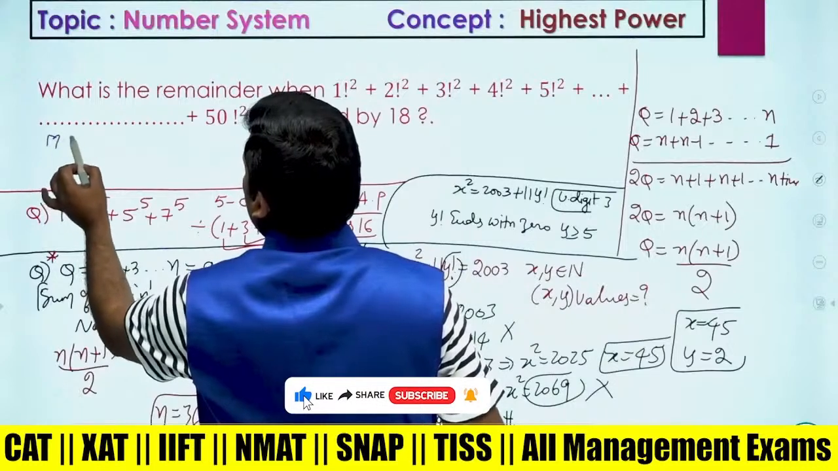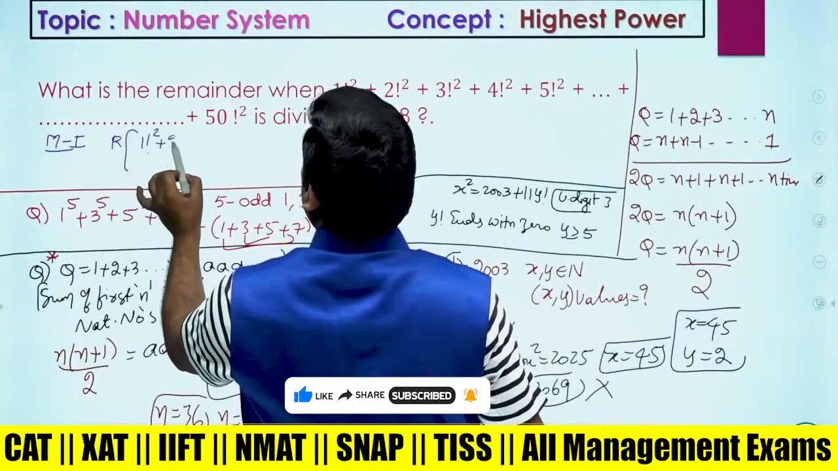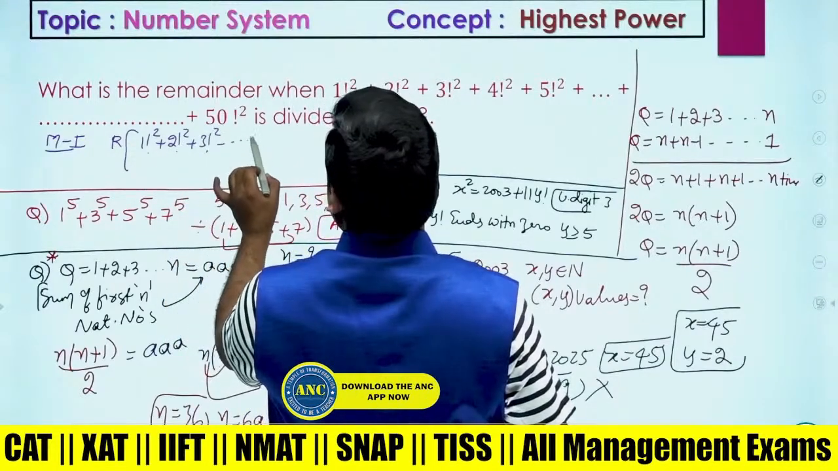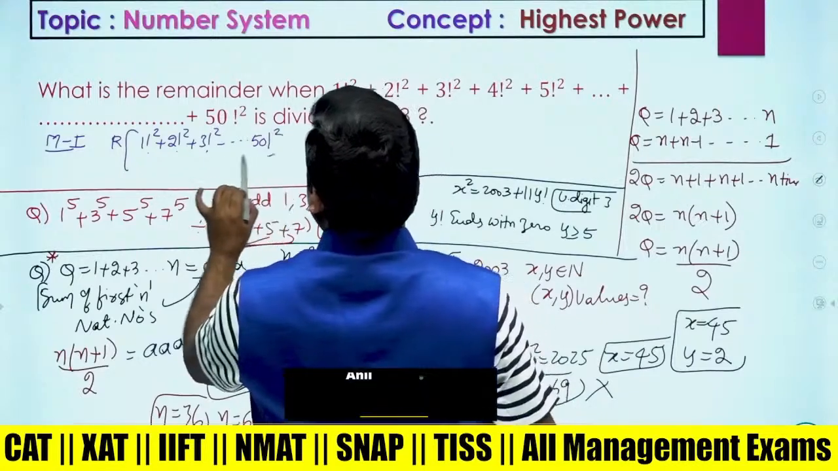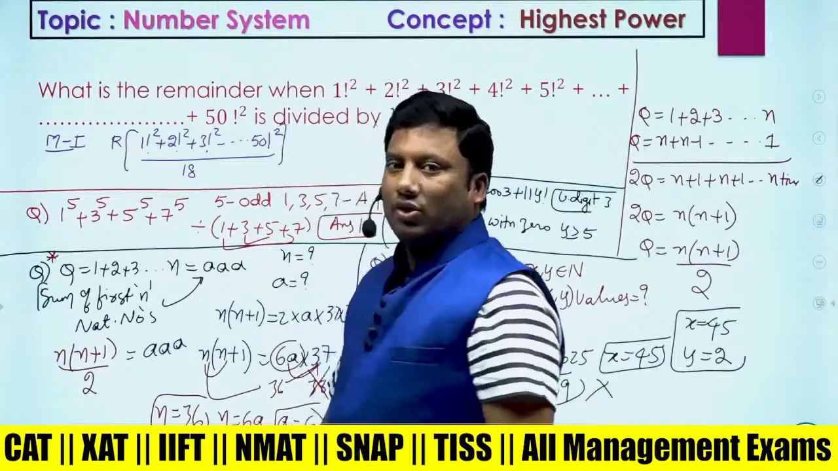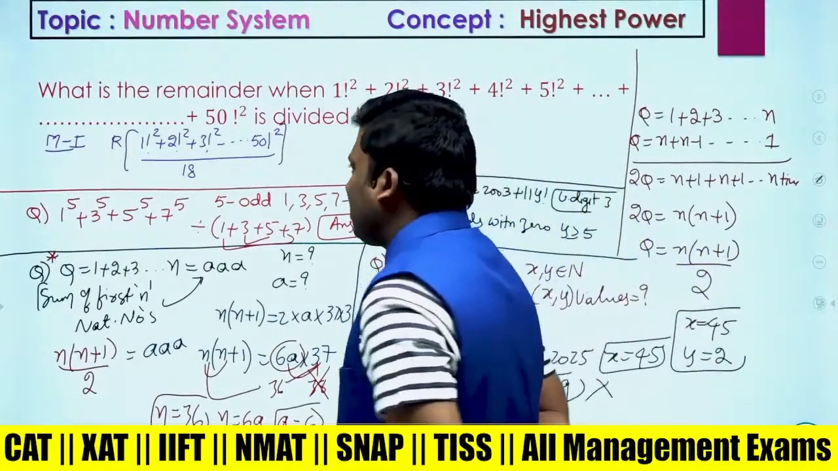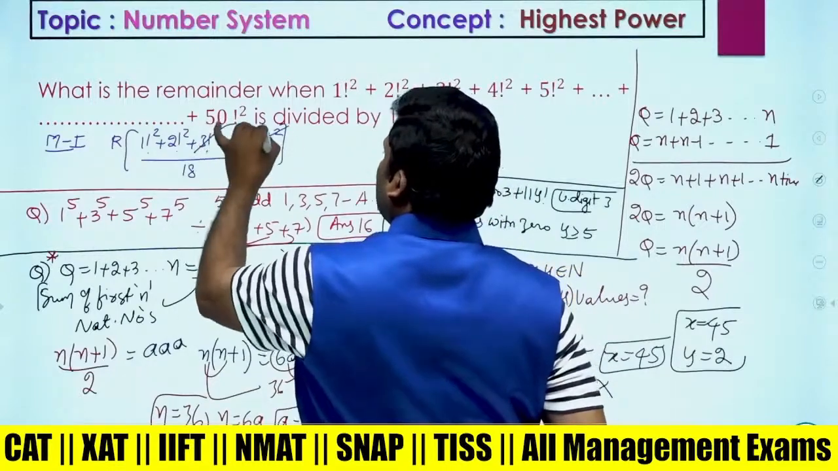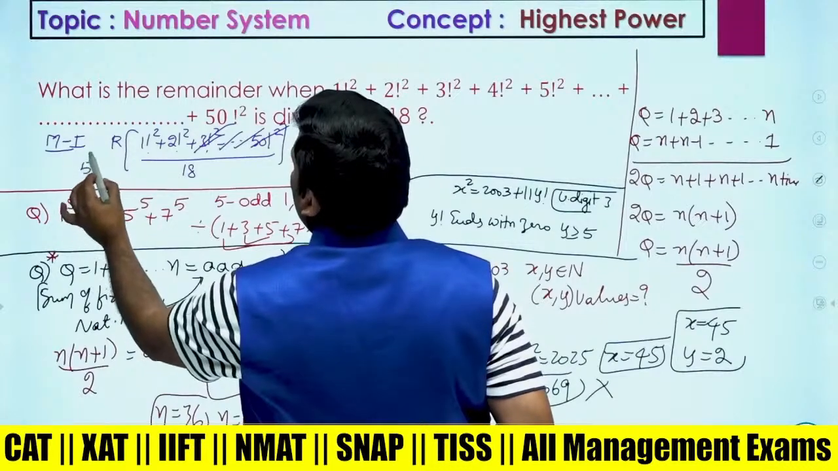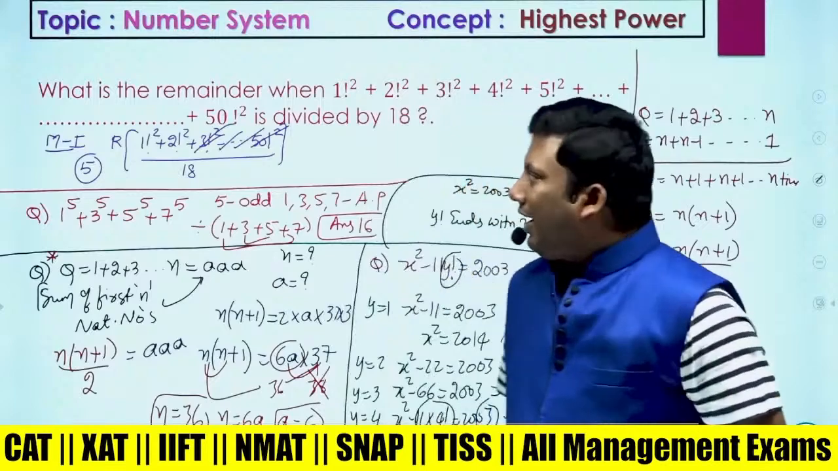Method 1. The question is 1 factorial square, 2 factorial square, 3 factorial square, and so on up to 50 factorial square, divided by 18. 3 factorial is 3 into 2 into 1, 3 into 2 is 6. 6 square is 36, so all are divisible. 2 factorial is 2, 2 square is 4, 4 plus 1 is 5. The answer will be 5.